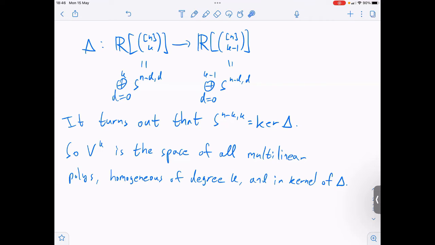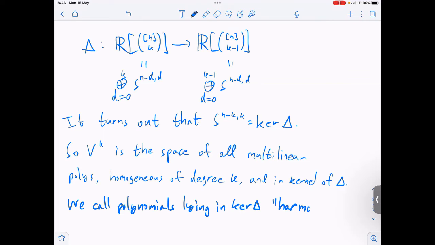Now here is a piece of notation. We call polynomials lying in the kernel of delta harmonic. Okay, and this is not my own invention. This is in this paper of Dunkl. So you can blame him for this strange choice of word.